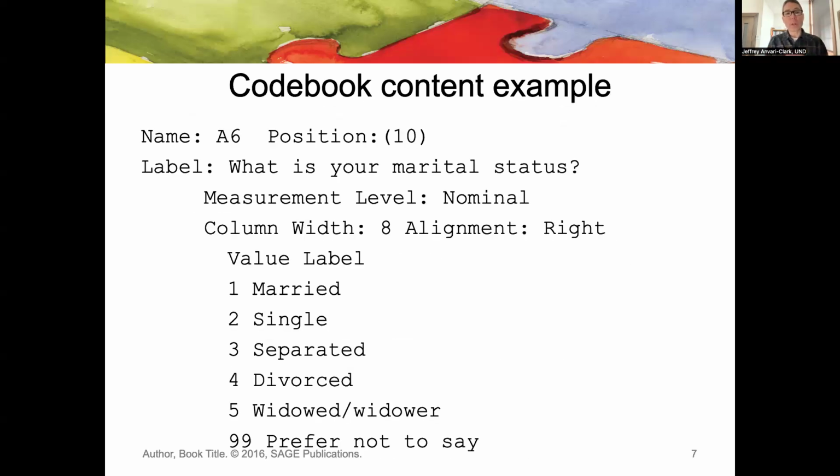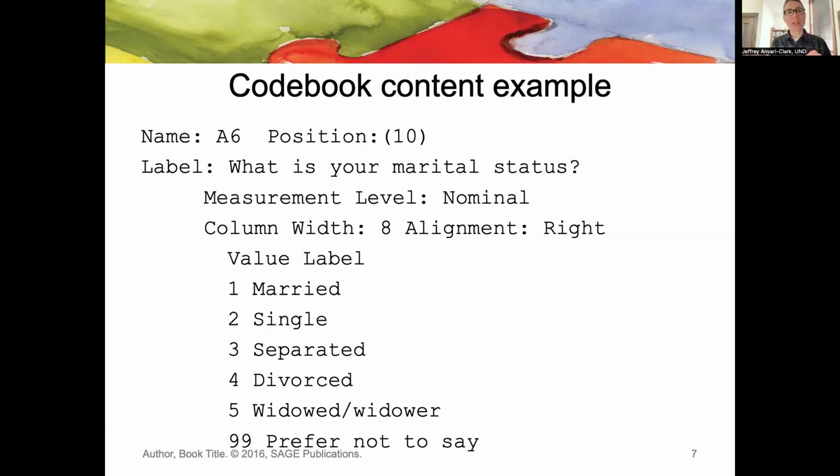So one way in which this can look, it looks like a very computer printed type of document. So it'll have, for instance, the variable name as it's listed in the data set. So A6. Well, that's not very descriptive. And so then you've got the label, which you see, oh, okay. So when it refers to A6, it's saying the question, in fact, was, what is your marital status?